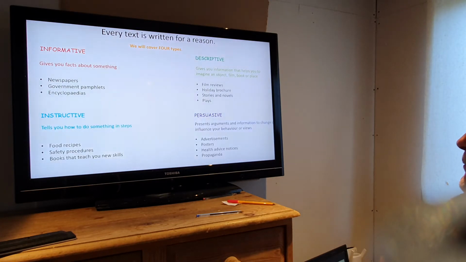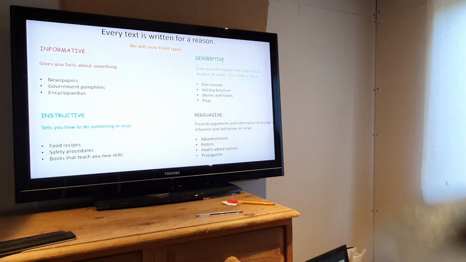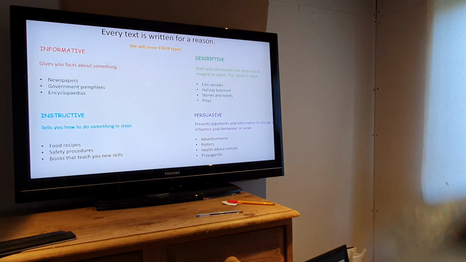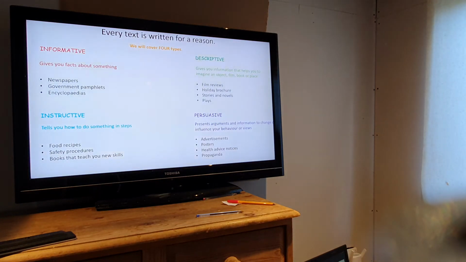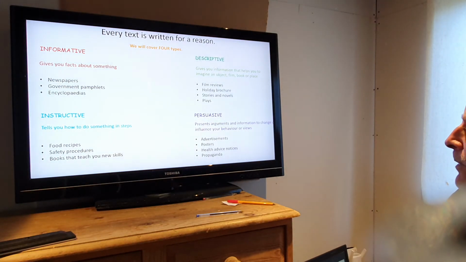There we go. So we've got, first of all, informative, which will give you facts and information about things. You could find it in newspapers, maybe government advice pamphlets, or encyclopedias tell you things, inform you things. Descriptive, that will be something that creates imagery in your mind, which we've talked about before. So things like a film review, so you can picture what's happening and it's describing it. A holiday brochure, of course, you've got to have somewhere described before you decide to pay the money to go there. Things like stories and novels and plays.